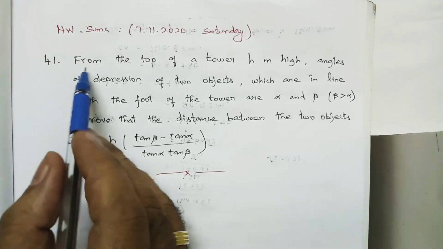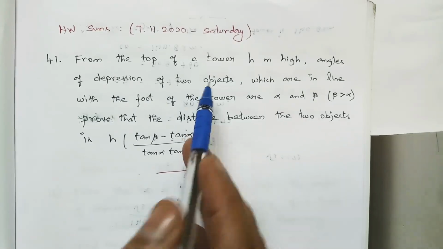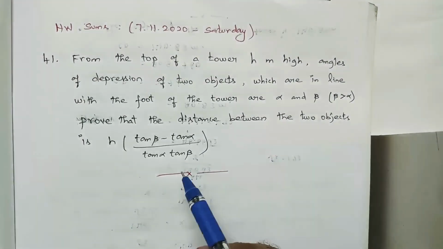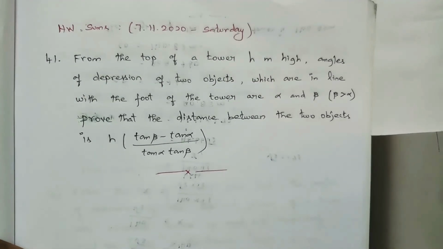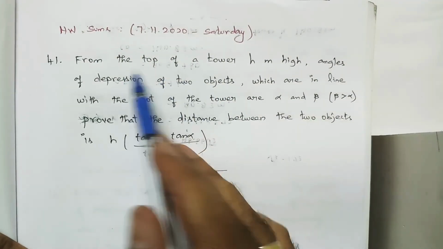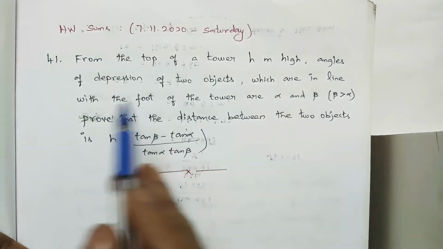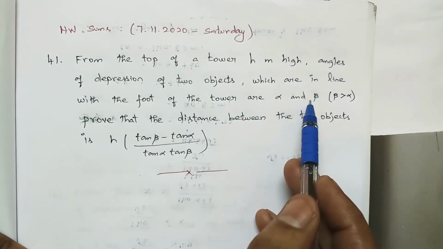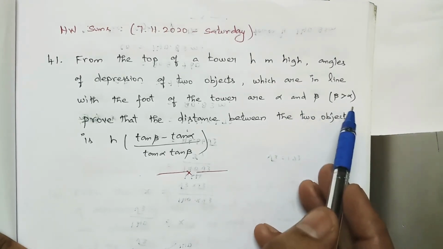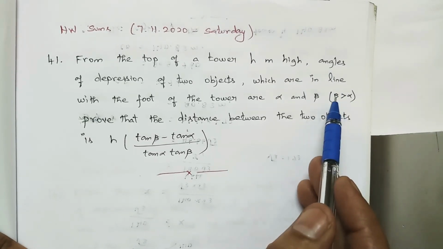Homework sum number 41. From the top of a tower H meter high, angle of depression of two objects. Same model, but the angle will be different, and we want to prove that. There we proved that height is equal to something. Here we want to prove the distance, right? First I am just reading that. From the top of the tower H meter high, the angles of depression of two objects which are in a line with the foot of the tower are alpha and beta, and beta is greater than alpha. That means beta is closer to that vertical line, alpha is far away, because beta is the bigger angle, right?